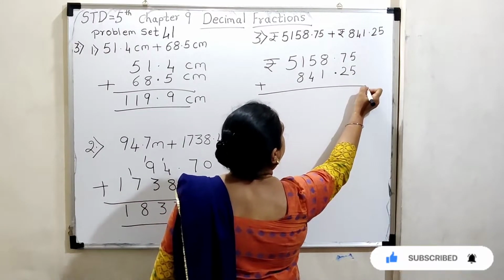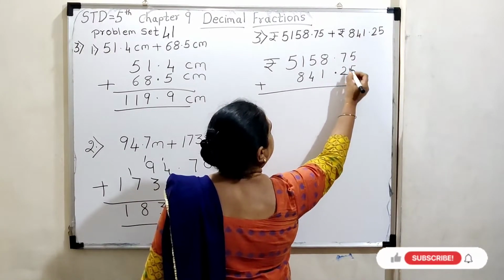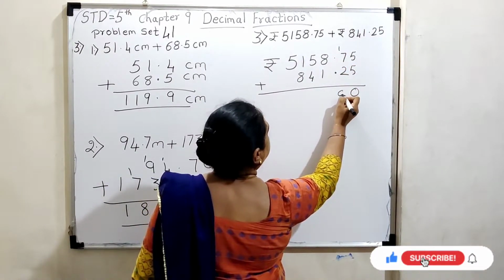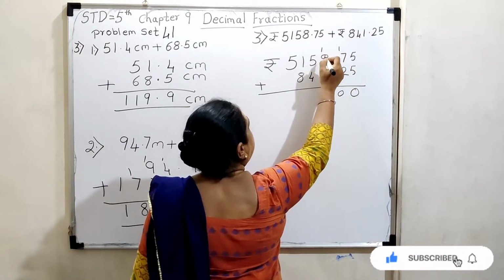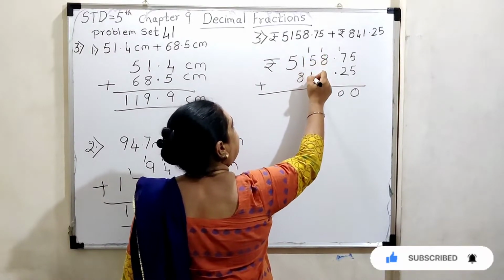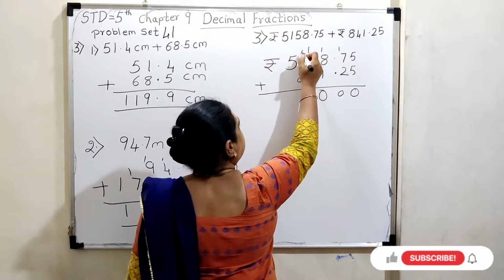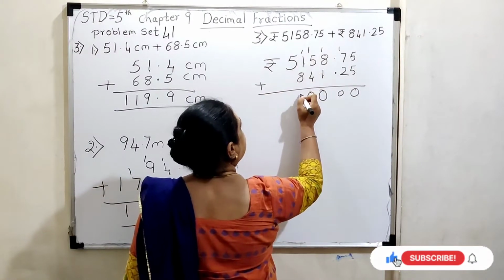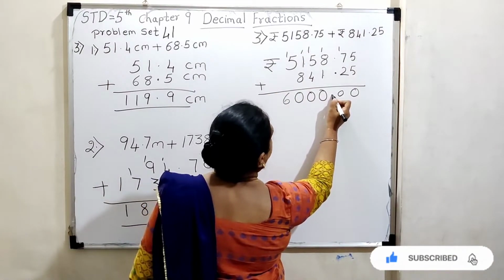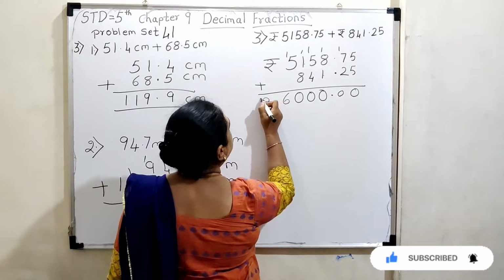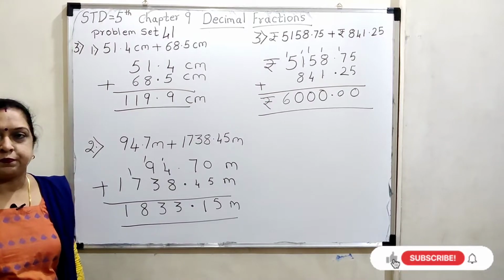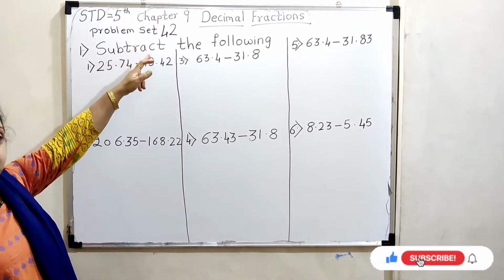Now add. 5 and 5, 10. Carry 1. 7 and 1, 8 plus 2, 10. 8 and 1, 9 plus 1, 10. 5 and 1, 6. 6 plus 4, again 10. 8, 9, 10. Carry 1. 5 and 1, 6. The point will come here and the answer will come in rupees. Don't forget to write rupees.